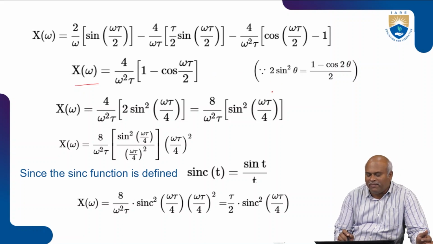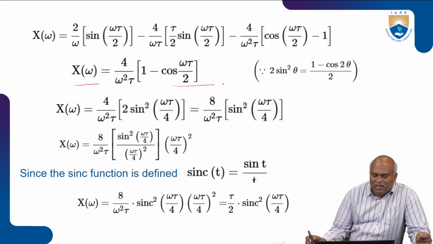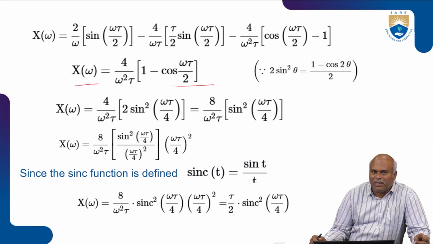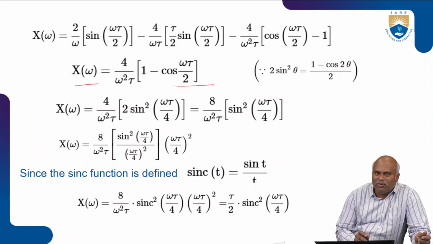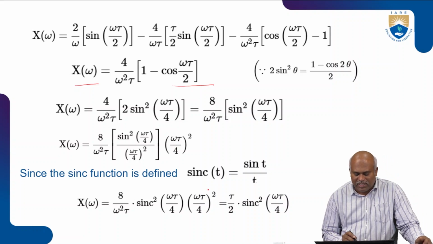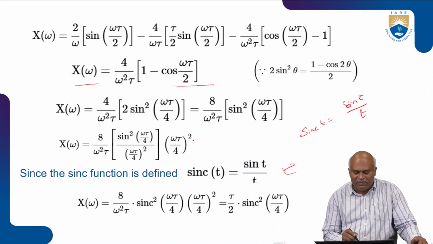After this we are going to simplify it. Using the norms of trigonometric identities, after simplification, our Fourier transform of the triangular pulse is represented as 8 by omega square tau sin square of omega tau divided by 4, divided by omega tau divided by 4 whole square. So now we know that sinc t is equal to sin t divided by t. Based on this condition, we simplify this equation.